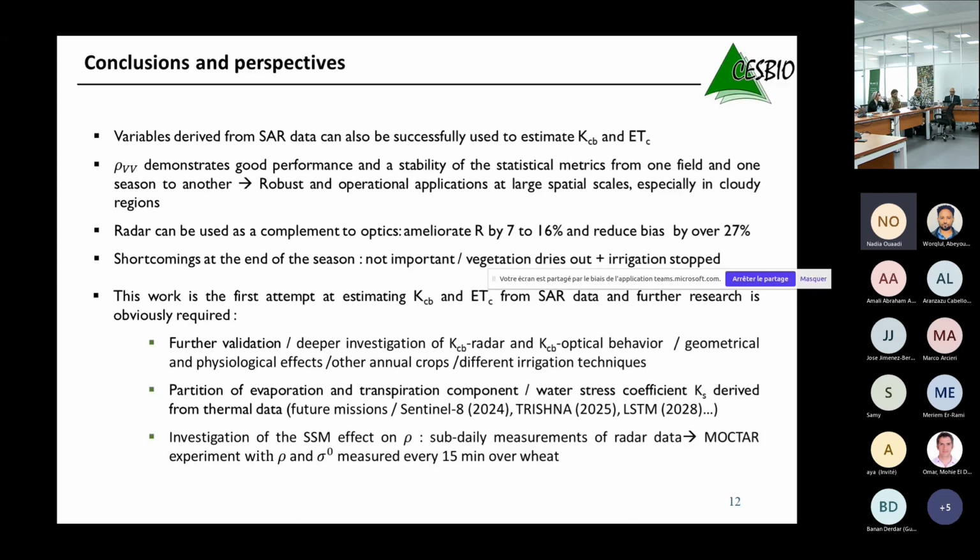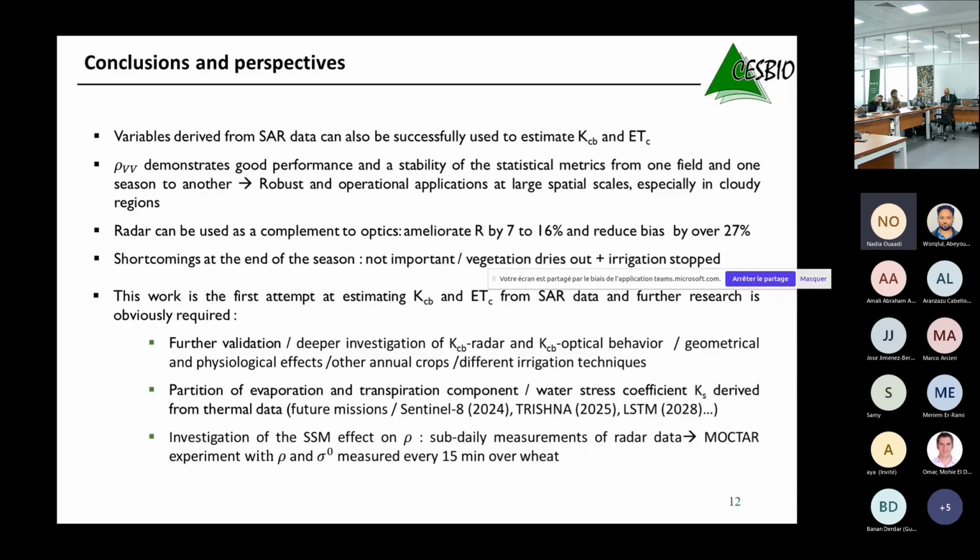One of the aspects of our current work is the partition of evaporation using water balance and transpiration components that should also be corrected for the effect of stress using the stress coefficient that can be computed from thermal data, and that will be more interesting in view of the launch of future missions with high spatial and temporal resolution that will be close or similar to those of Sentinel-1 and Sentinel-2 spatial and temporal resolution data.